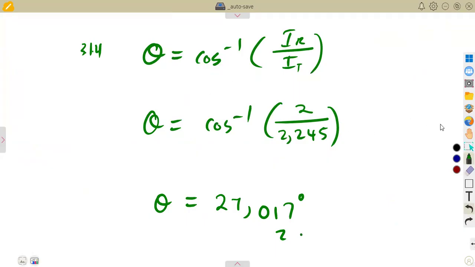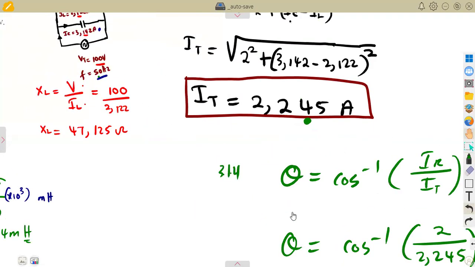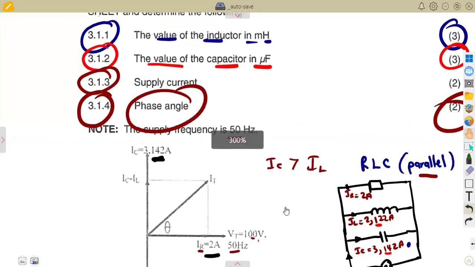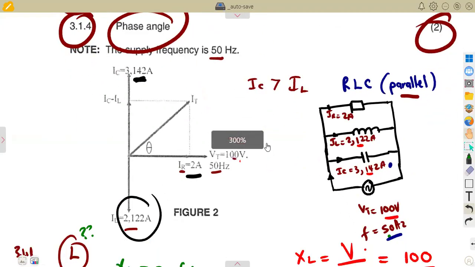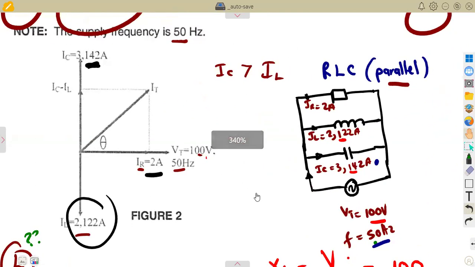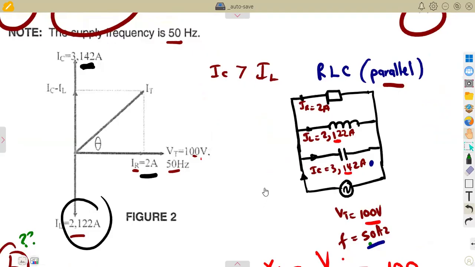So these are the typical questions that you might be given, working with the phasor diagram, interpreting a phasor diagram as if you were given a normal circuit. It can be like that. So these are your typical questions that you must also consider as you are revising.